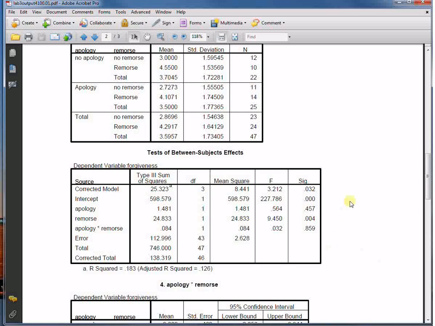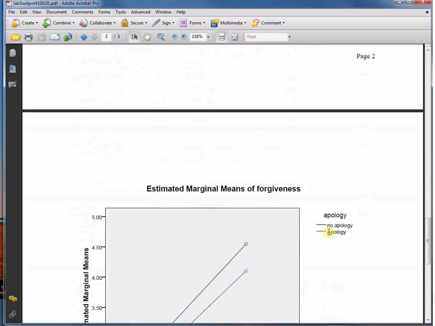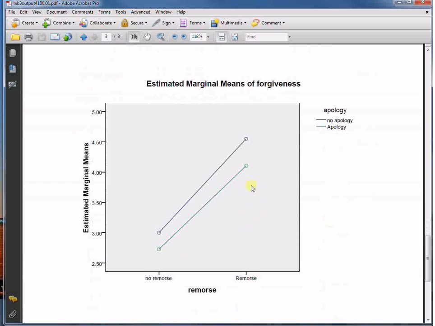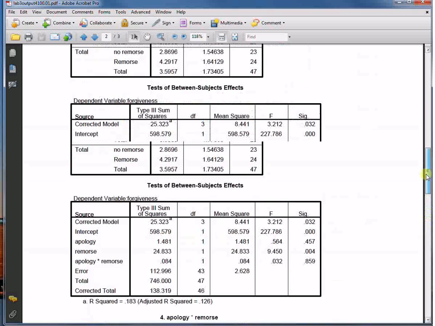So when we look down here for apology, we see that there was no significant effect of apology. There was a significant effect of remorse, and there was no significant interaction between apology and remorse. We can scroll down and see what's going on. It seems like our data show that when someone is remorseful, regardless of whether or not they apologize, they actually show more forgiveness than when they show no remorse, and there was no effect of an apology. So those are the results.